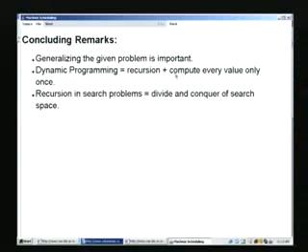Finally, I would like to draw your attention to recursion itself and point out that when we use recursion in any search problems, it can be thought of as a divide and conquer of the search space. So with that, I will conclude this lecture.